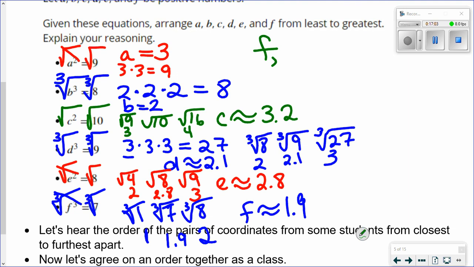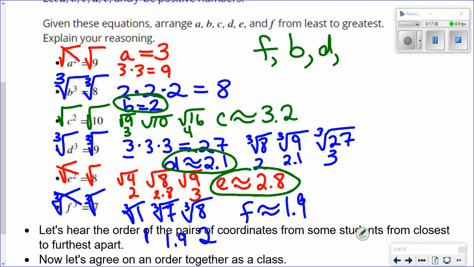Then I'm going to continue looking, and I see that B is the next smallest at 2, hiding in my work over here at 2. And then after B, I notice that D comes in at 2.1, approximately. And then after D, I'm noticing that example E would be next at approximately 2.8. Oops, I want the letter, not the numerical equivalency. And then finally, or no, not finally, we have 2 more to go.